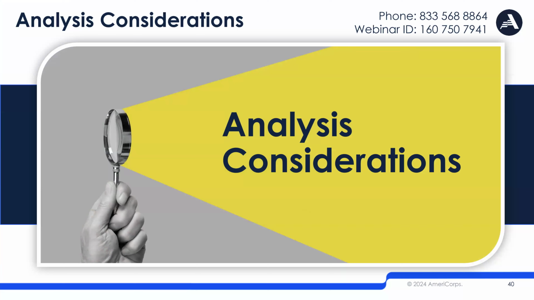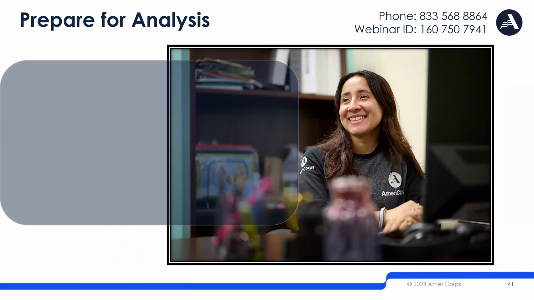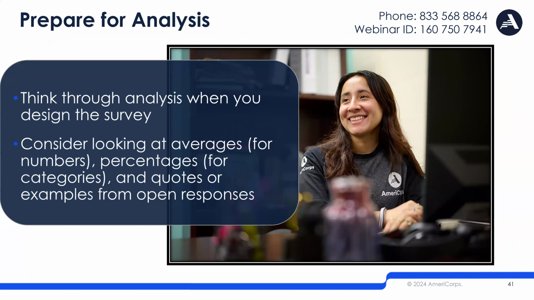Now, we'll briefly discuss some best practices to consider when analyzing your survey. You want to think through analysis when you design the survey. You may wish to look at averages for numeric data like ages, percentages for categorical data like gender, and quotes for examples. Sometimes you'll end up combining categories when you analyze and report data, like combining agree and strongly agree from a Likert scale to give the percentage of people who agree. Consider how to analyze open-ended or other write-in responses, looking for themes, and adding more nuance to numeric responses.